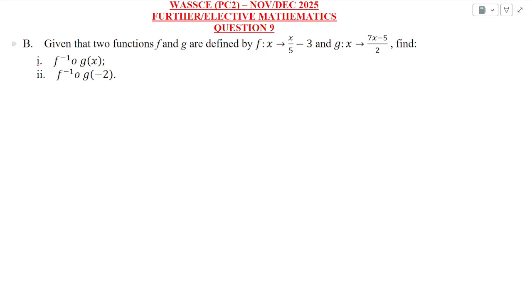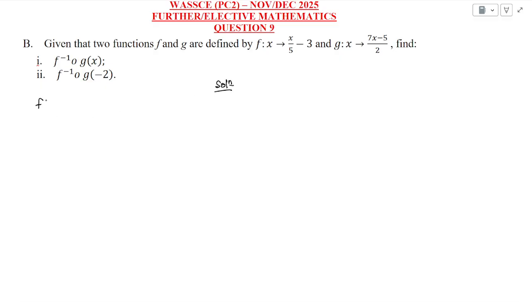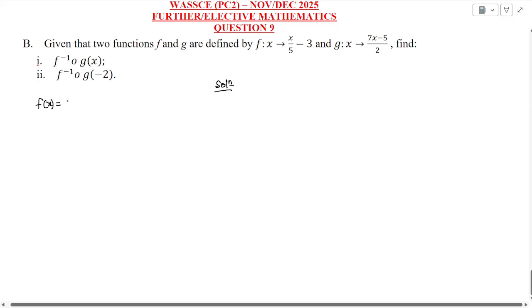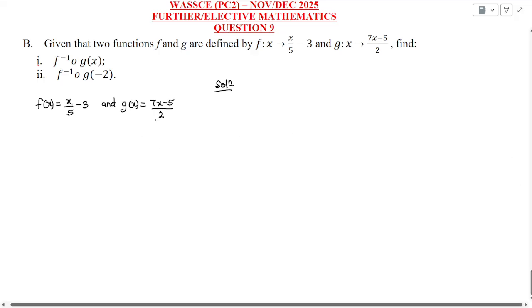Okay. All right. So with the first question we have here, we have f of x given as x divided by 5 minus 3, and g of x also given as 7x minus 5, all divided by 2. All right, so let's see how to deal with this.